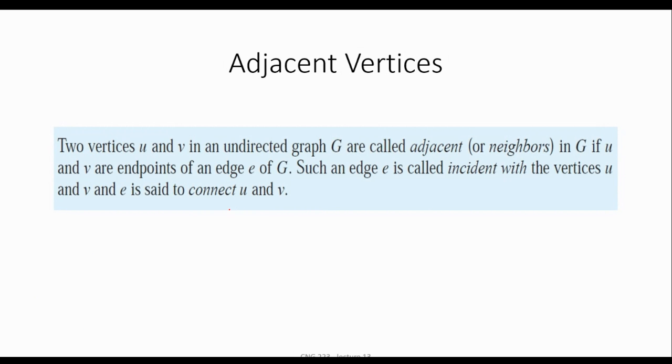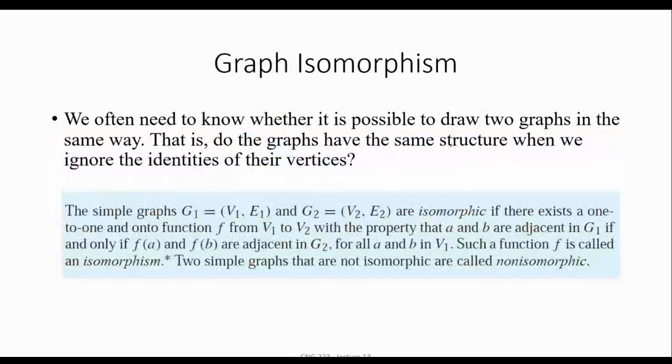So two vertices U and V. We are talking about two vertices in an undirected graph, not a directed one. And this graph is called G. They are called adjacent or neighbors in G if U and V are endpoints of an edge E of G. Such an edge E is called incident with the vertices U and V, and E is said to connect U and V.